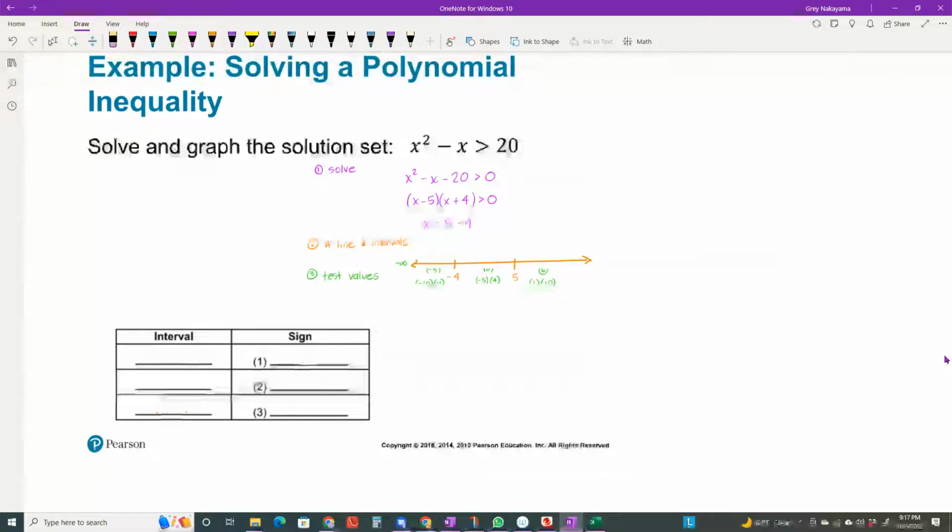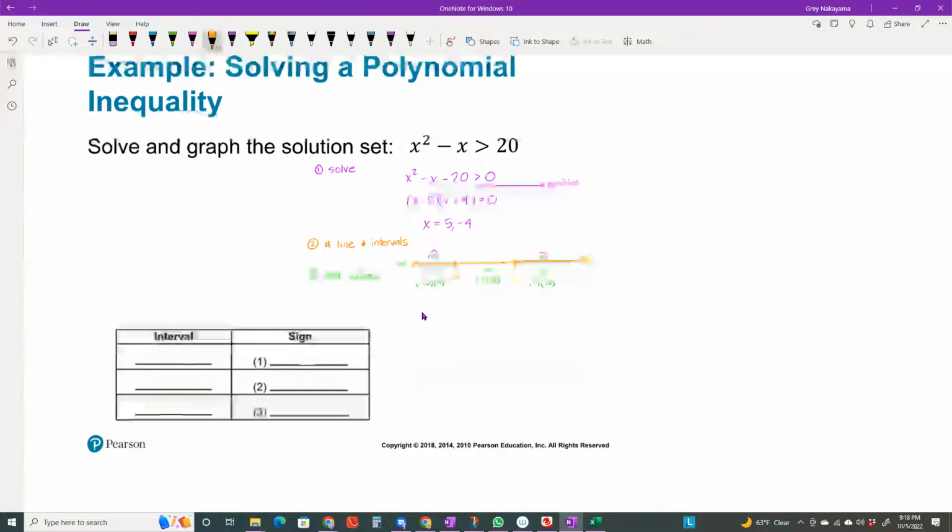So what's happening is you've got to decide whether each of these intervals is positive or negative. And if you look back up here at the beginning, when we solved it, we're looking for the positive region. Well, negative 10 times negative 1 is a positive number. So I want that region. Negative 5 times 4 is a negative number. And 1 times 10 is a positive number.